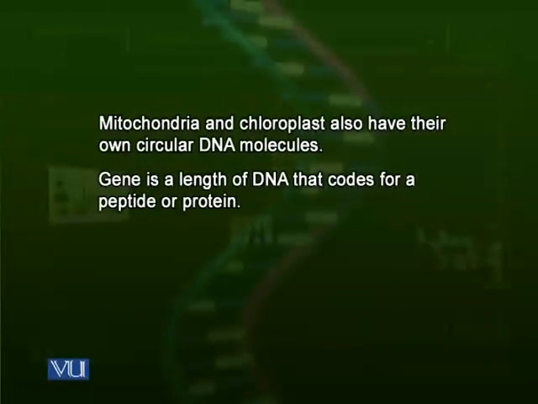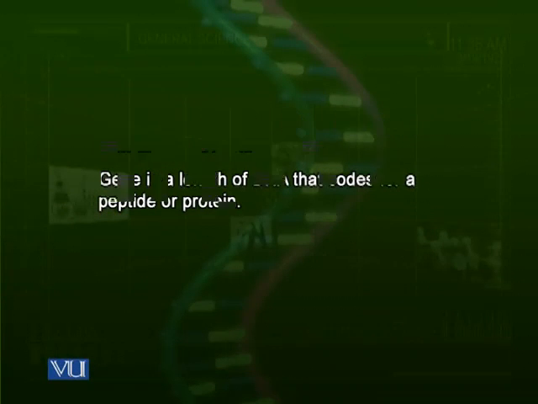Next is gene. What is a gene? A gene is a length of DNA that codes for a peptide or a protein. So, a gene is a part of DNA or a piece of DNA that codes for a peptide or a protein. A gene is nothing but a piece of DNA, a length of DNA.